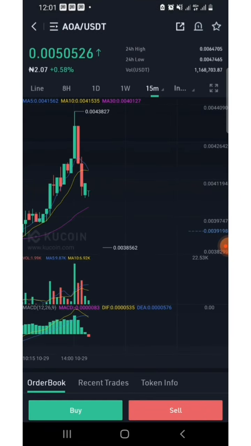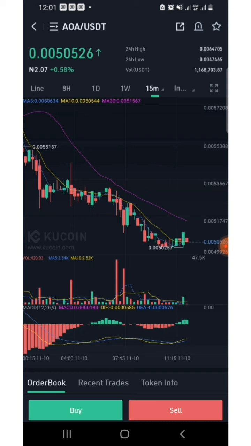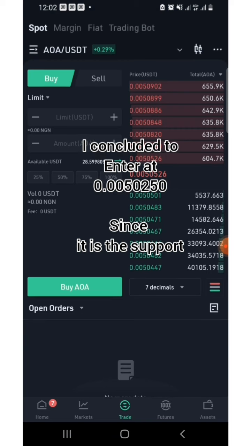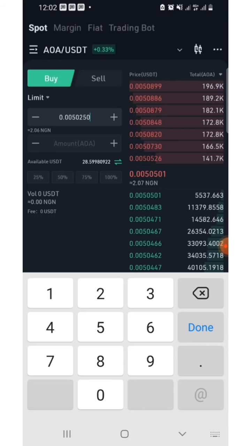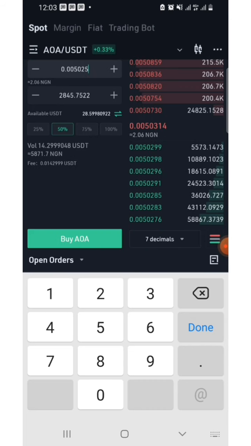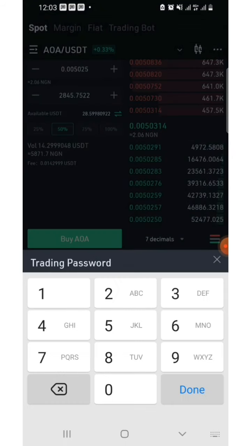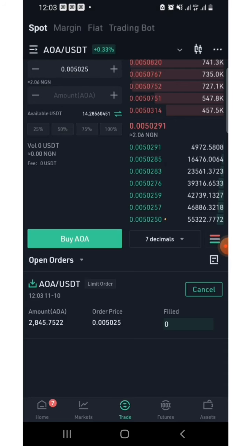But before I know where I want to buy from, at what entry price I want to use, I need to study the chart. And on this chart, I can see that the support is 0.50, 270. So I'm deciding to use 250, which is 250 pips lower than the market price. I'm making use of 50% of my USDT for this purchase. I've placed the buy order. I will need to confirm with my trading password, after which the order comes open here.